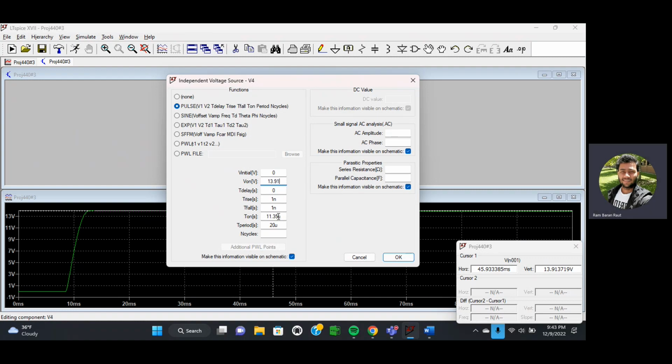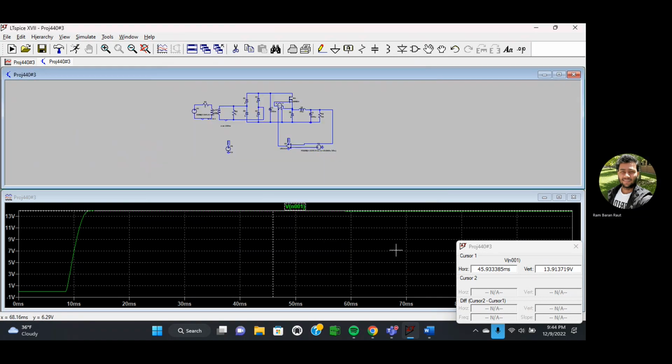To get 7 volt as output, we need to divide by this 13.91. So the duty cycle is almost like 50%. I have 20 microsecond as a period, then the time on. The duty cycle is the ratio of time on divided by the time period. So we are at 10.065 microsecond. Let's go over here.